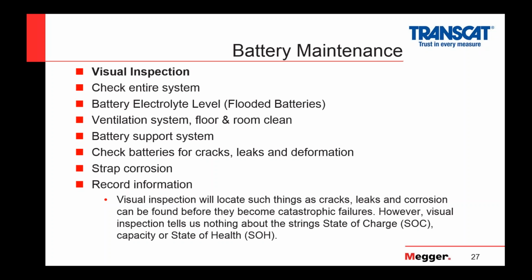Critical. If you see any of this, replace that battery. No questions asked, just replace it. Leaks can lead to ground faults and are dangerous. Deformations are basically saying that battery is about to burst. Strap corrosion. We want to clean that immediately. Strap corrosion, what's it going to do? It's going to lead to poor connections. Those poor connections will increase the heating and cause voltage drops. Okay, and always record the information as well.